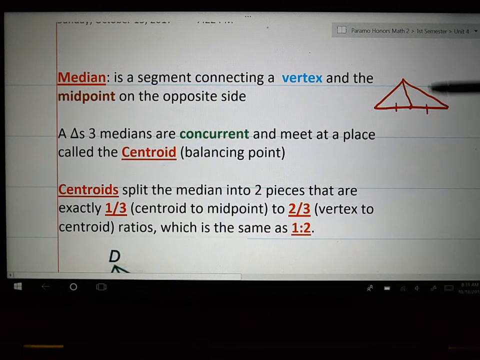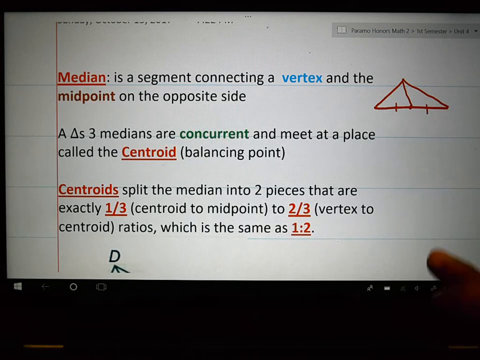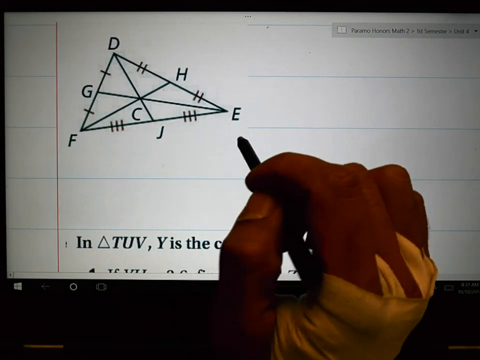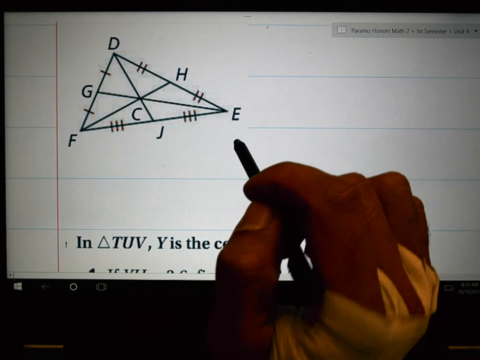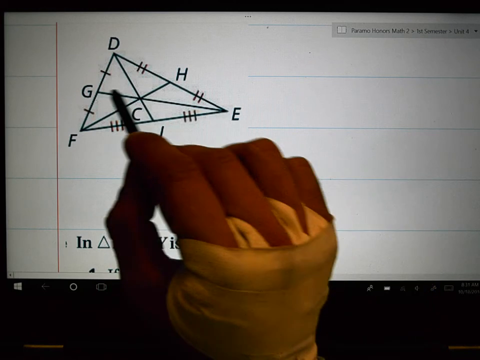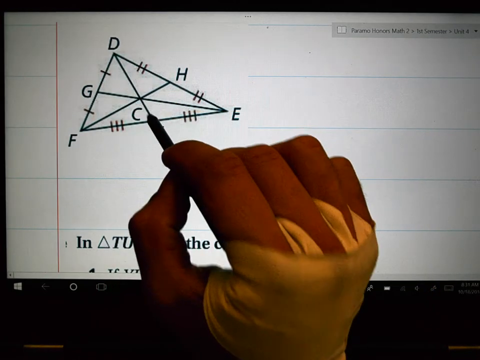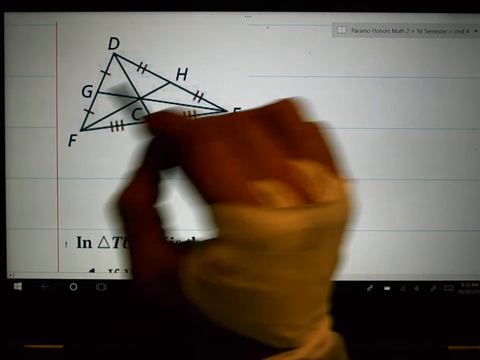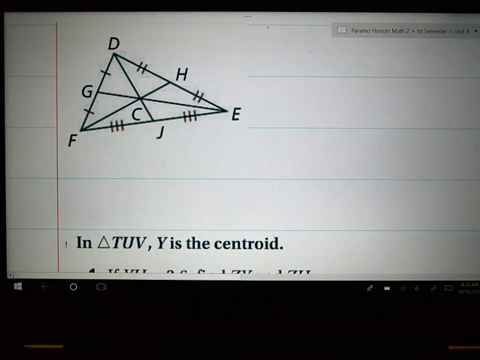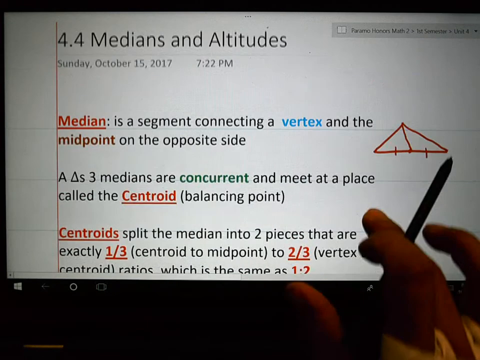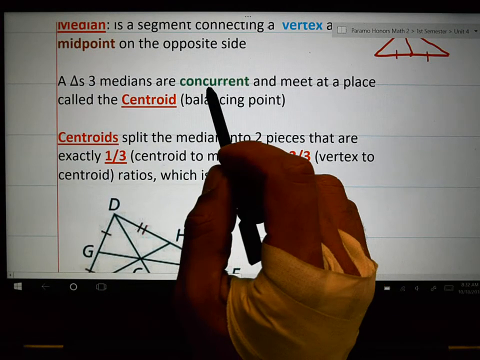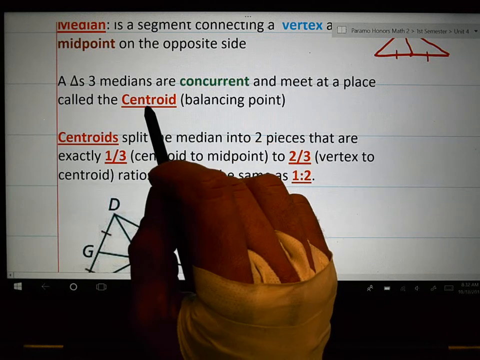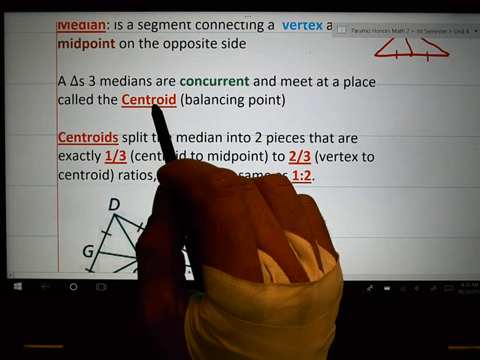And rarely will we ever give you a single median by itself. Most of the time we're going to give you medians with all three things crossing each other at the same time. If I have from the vertex to a midpoint and from the vertex to a midpoint and from the vertex to a midpoint, those three lines are called medians. All three medians are concurrent. That means that they will intersect at the same point. And they meet at a place called the centroid.